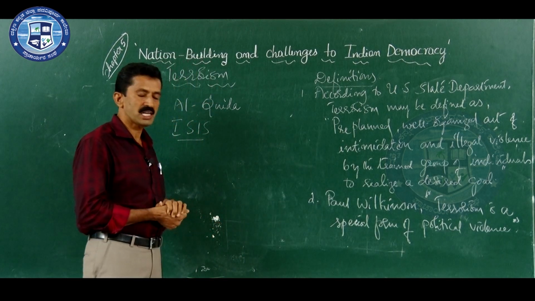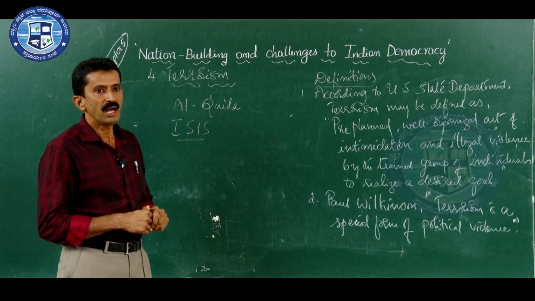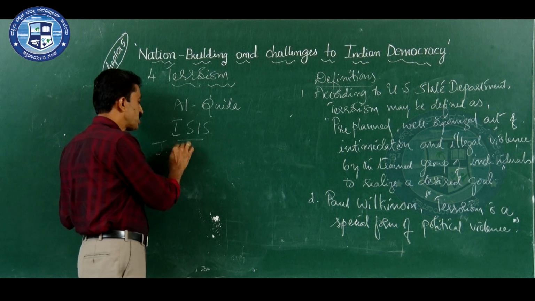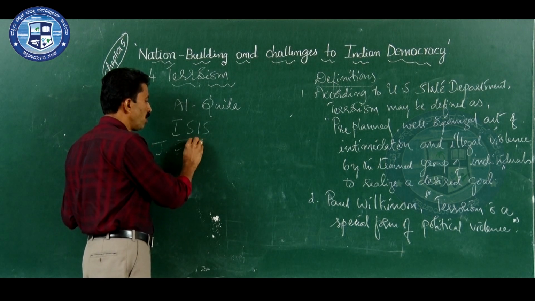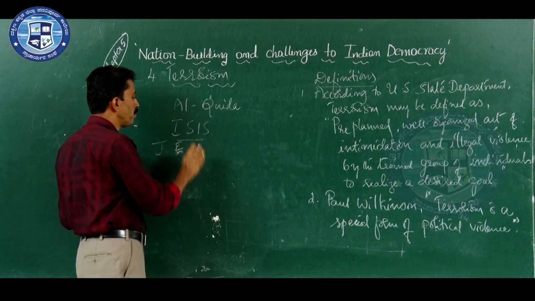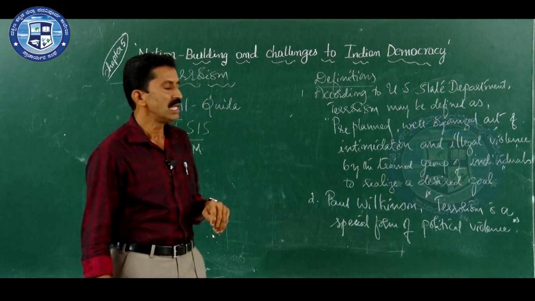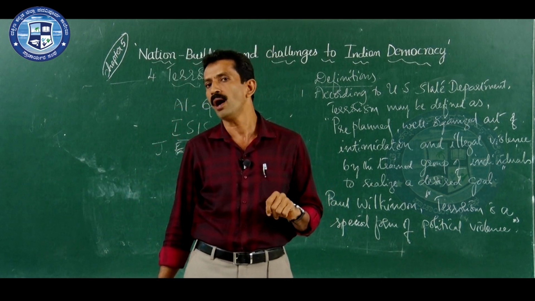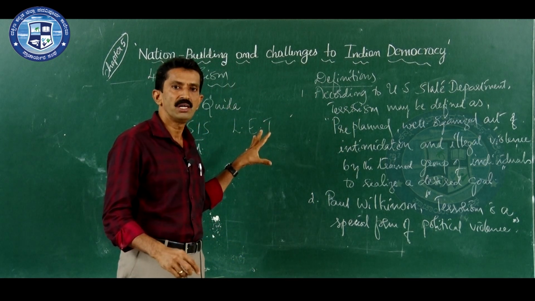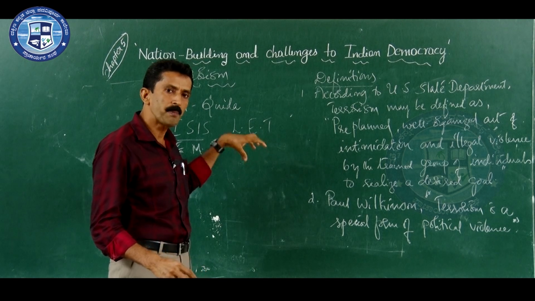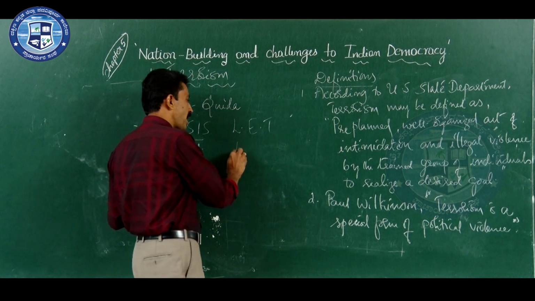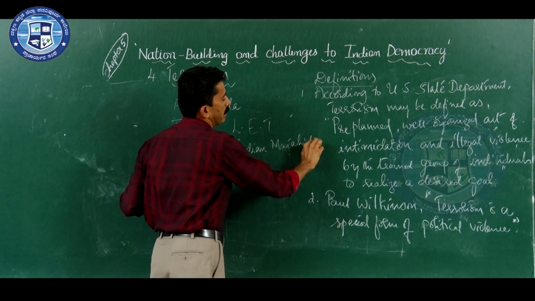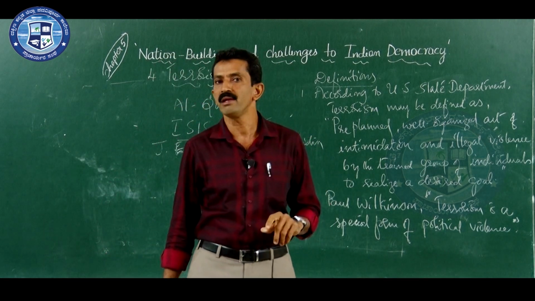So, ISIS, Islamic State for Iraq and Syria, and apart from these two major organizations, there are other terrorist organizations like Jaish-e-Mohammed, JEM, and Lashkar-e-Toiba, popularly known as LET. These are international organizations, and they also have their impact in India. Apart from this, there is another organization called Indian Mujahideen, which is very popular in India.